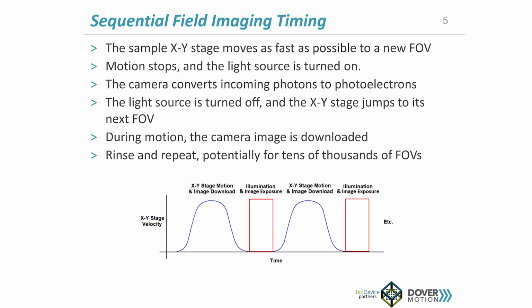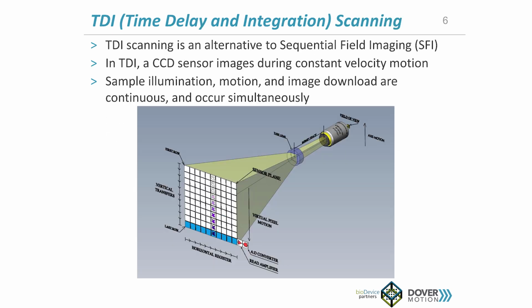And in this slide, the timing of sequential field imaging is described graphically. During the red portion, we're turning on the illumination and acquiring the signal. And then at the end of that period, the stage moves as rapidly as possible to the next field of view. And under that cover of darkness, with the light off, the image is downloaded to the host. This is repeated over and over again.